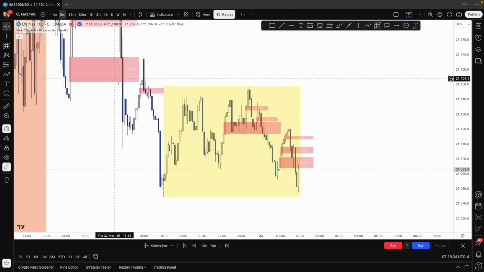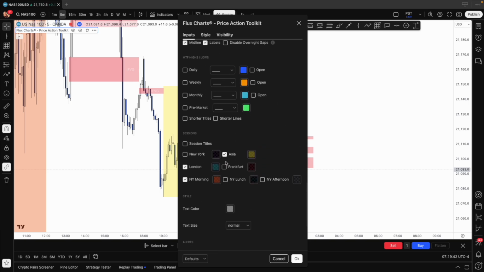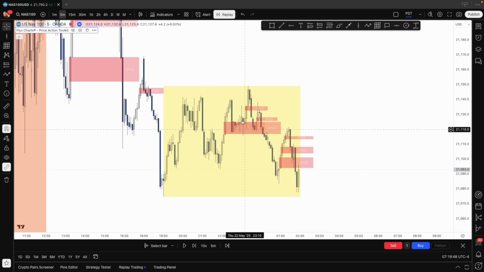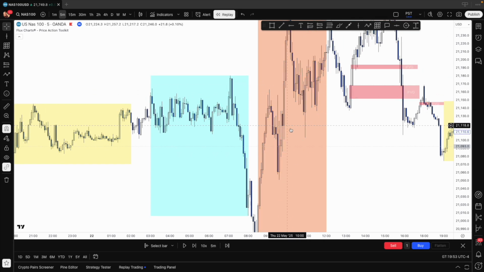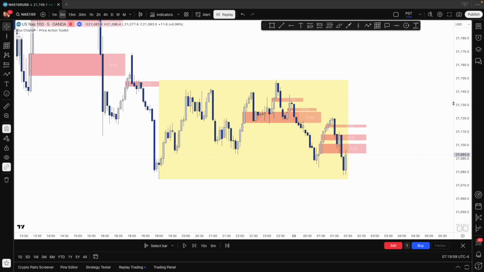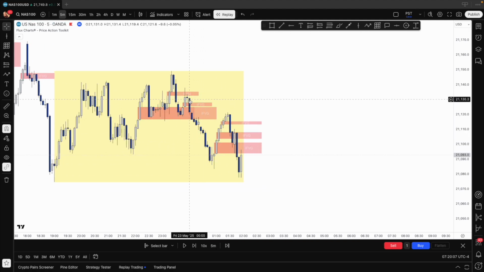As you can see here, I enabled the inverse fair value gap, and I also enabled the London, New York, and Asia sessions on this indicator. The yellow is Asia, the blue is London, and the orange is New York. So here we have our Asia session. We are going to wait for London to start and take out the highs or the lows of the Asia session. Then we wait for this indicator to print out an inverse fair value gap for us, and that's where we are going to enter.